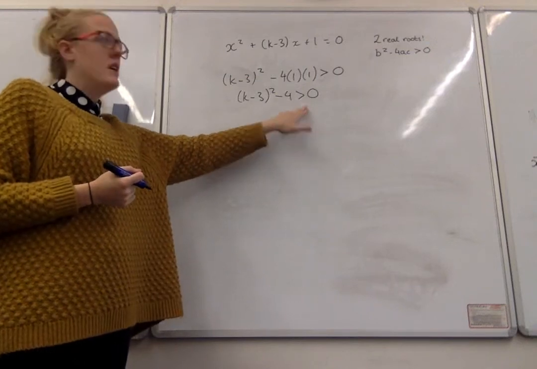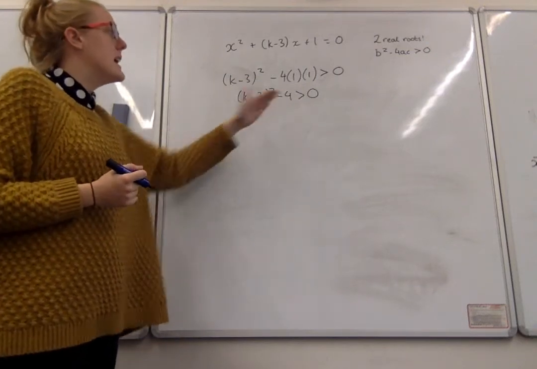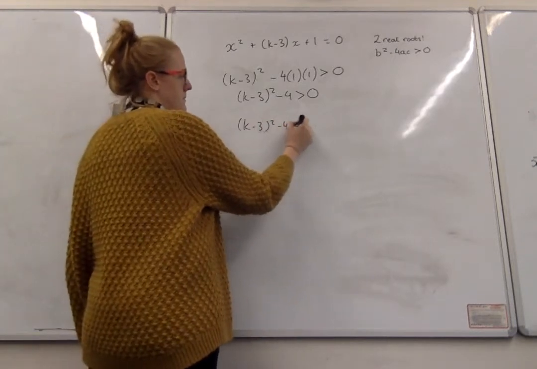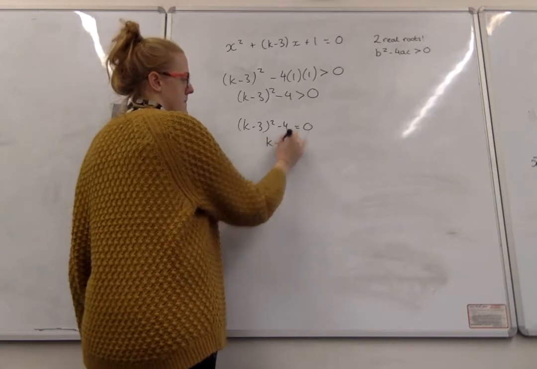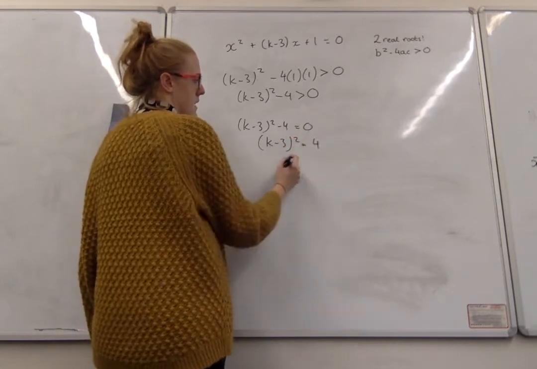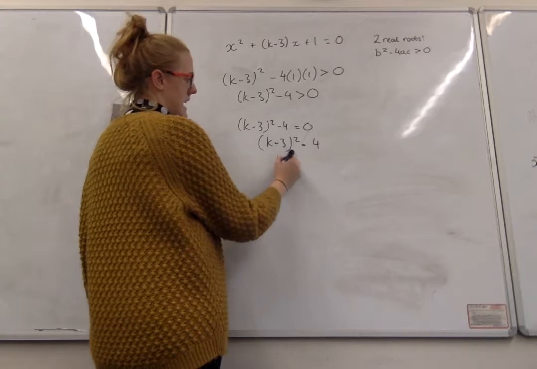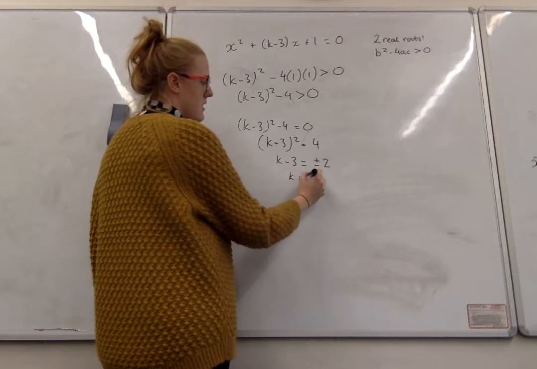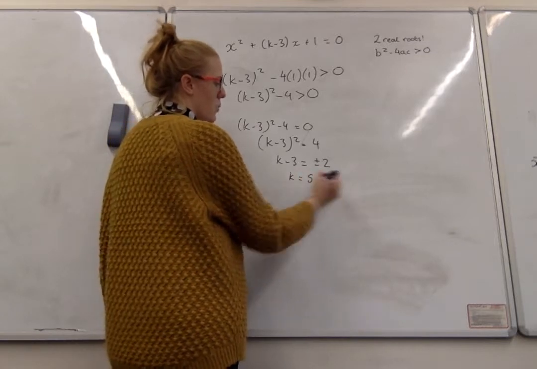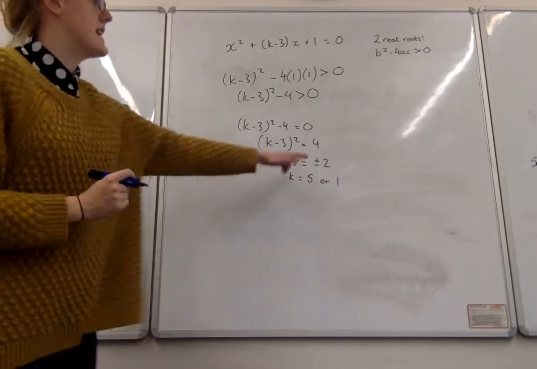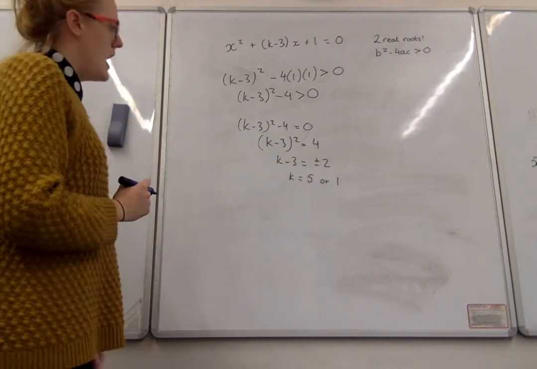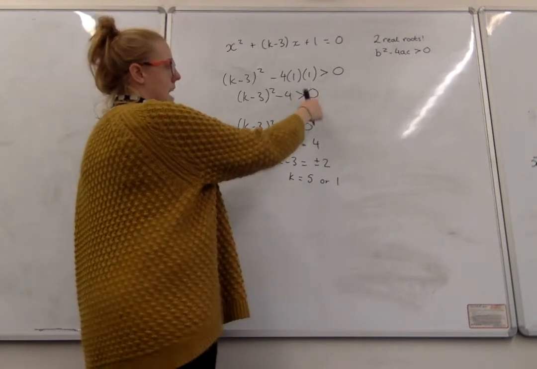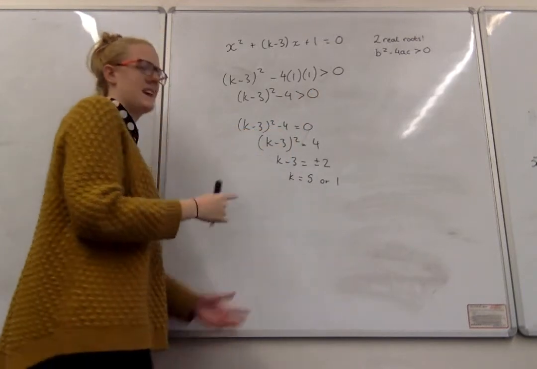Now, the most common mistake that people make is to simply consider that this equals 0 and solve it. So in this case, k minus 3 is equal to plus or minus 2. So k is either 5 or 1, because I've taken plus or minus 2 and added 3. So therefore, if k is 5 or 1, then k must be bigger than 5 or k must be bigger than 1. Okay? But that doesn't work.